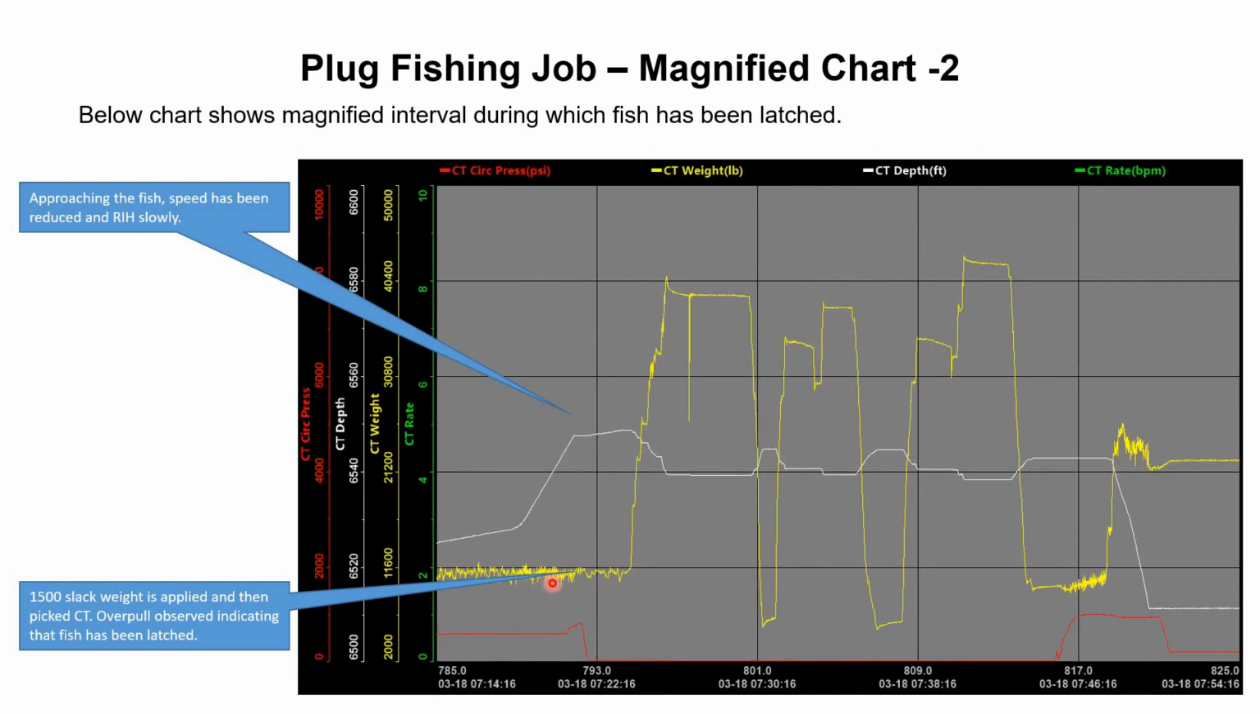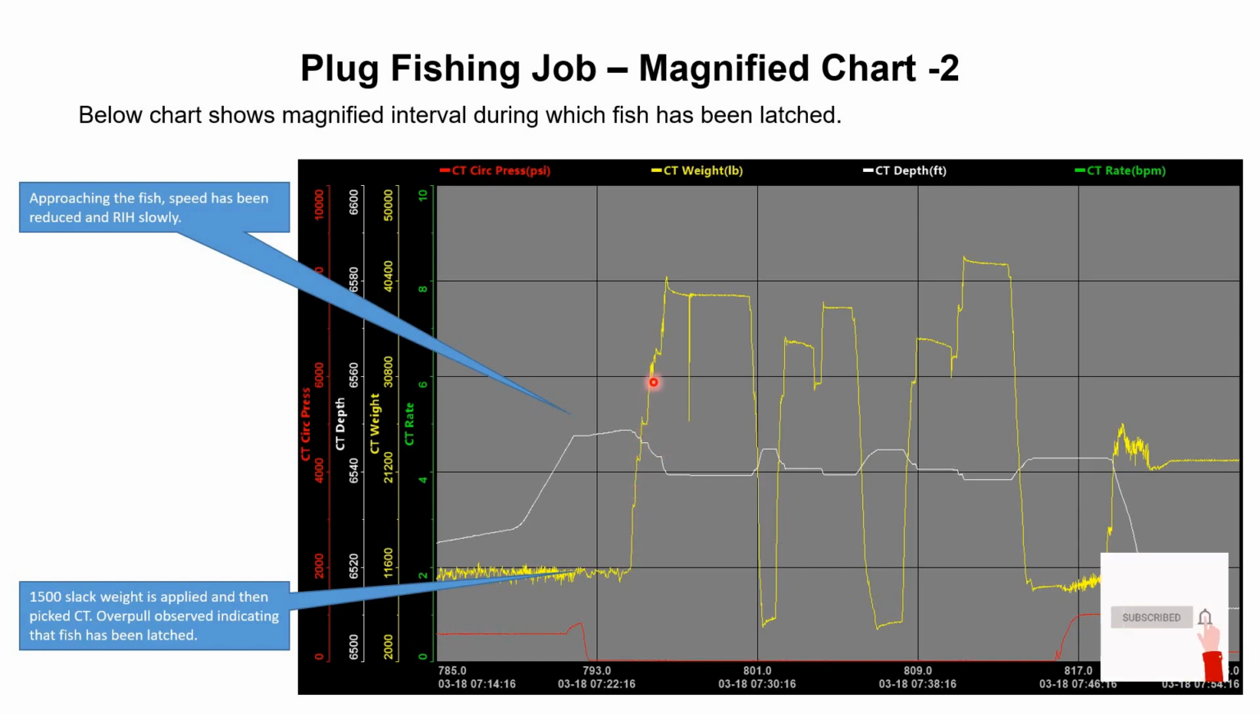Okay, here we can see we are approaching the target depth, which was approximately 6540, 6550 plus or minus. So here the depth is increasing and here is our weight. We see slowly that there is an increase in depth, and then we applied the slack. This drop in weight indicates that we applied the slack. Then we gradually started picking up coil, which is indicated by the drop in depth and increase in weight.